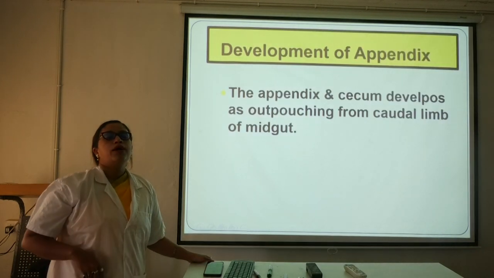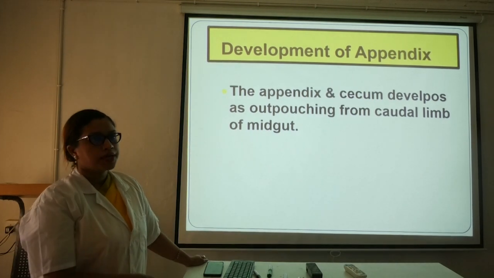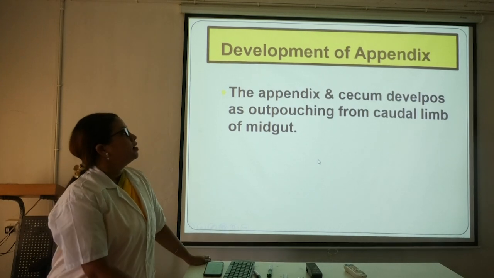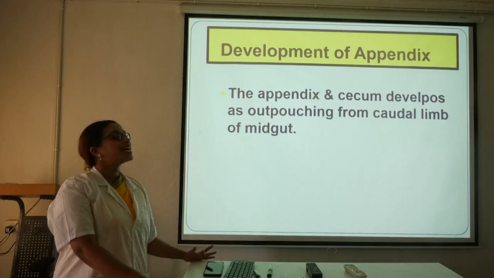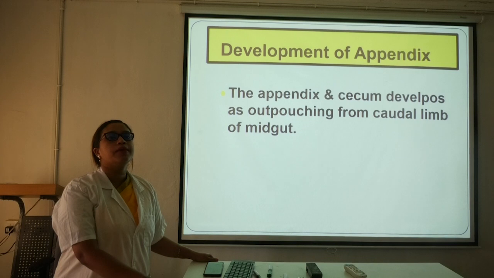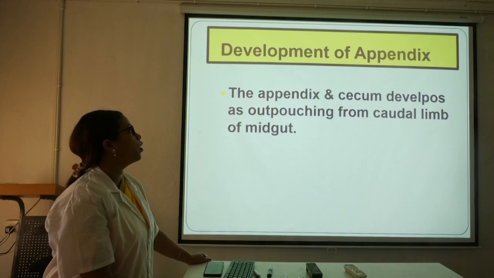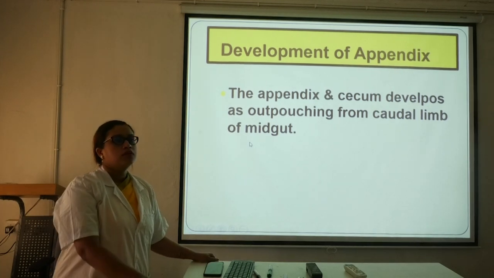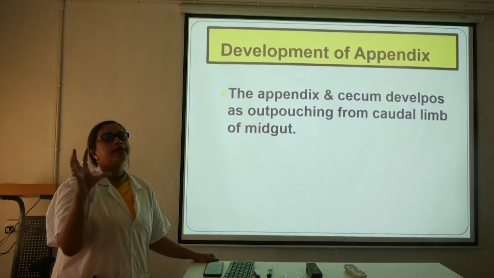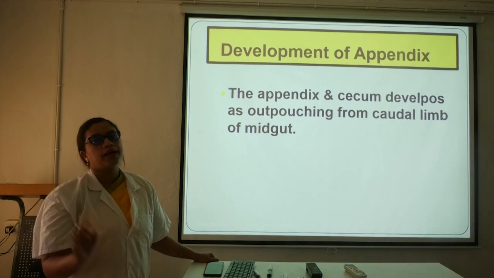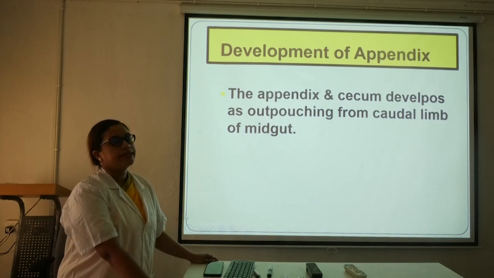Next one is about the development of appendix. So how does the appendix develop? কি করে ডেভেলপ করে? So there is an outpouching from the caudal limb of midgut. Just write it down, that 3 point. It is from outpouching of caudal limb of midgut. Okay, মানে midgut-এর ওখান থেকে একটা আউটপাউচ শুরু হবে, that would develop 2 things. একটা হচ্ছে cecum আর একটা হচ্ছে appendix. Okay, দুটো জিনিস ডেভেলপ হবে. So that is caudal limb of the midgut.